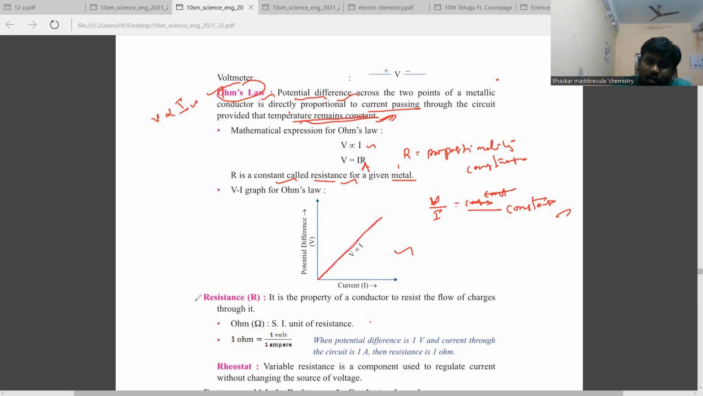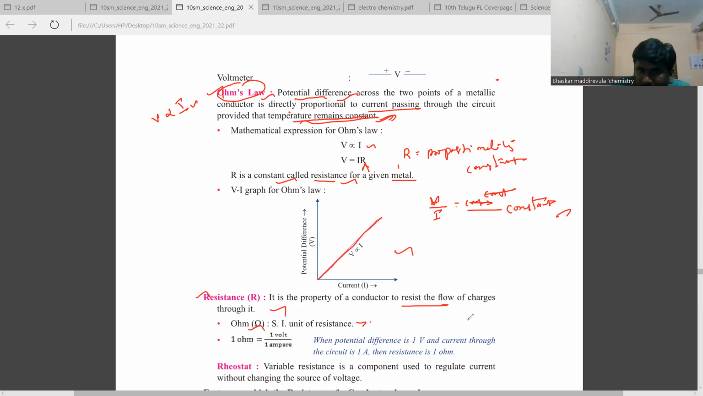Next we'll go with resistance. Here we come across one word, resistance. Resistance is the property of a metal to resist the flow of charges through it. So resistance always resists the flow of charges, flow of electrons or flow of current. This resistance is measured in ohms, the SI unit of resistance.